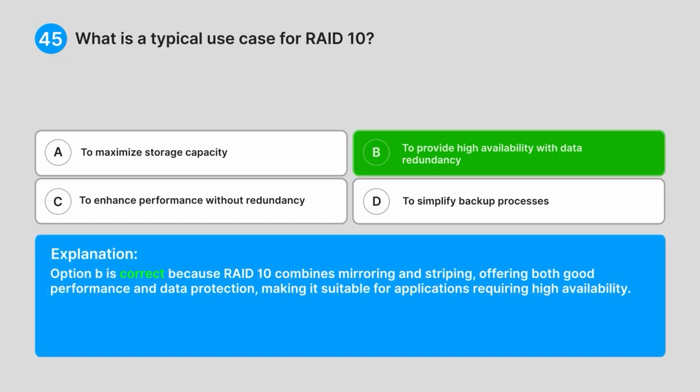Explanation. Option B is correct because RAID 10 combines mirroring and striping, offering both good performance and data protection, making it suitable for applications requiring high availability.